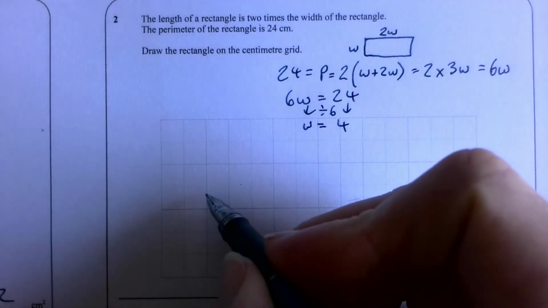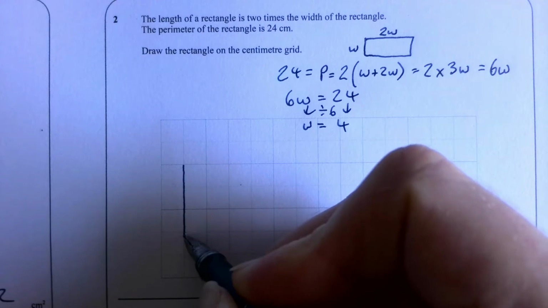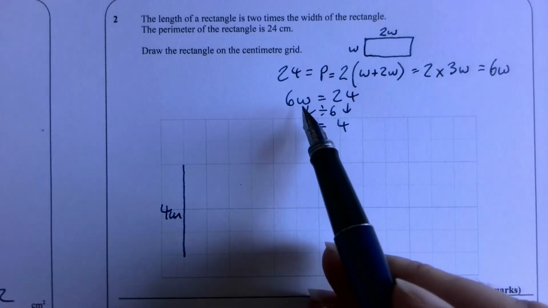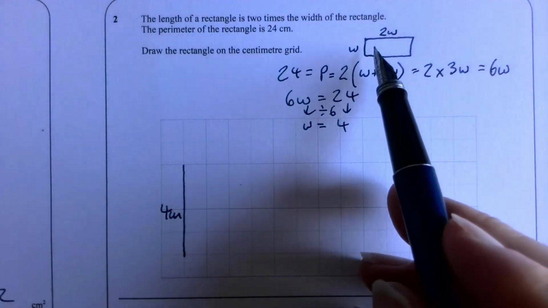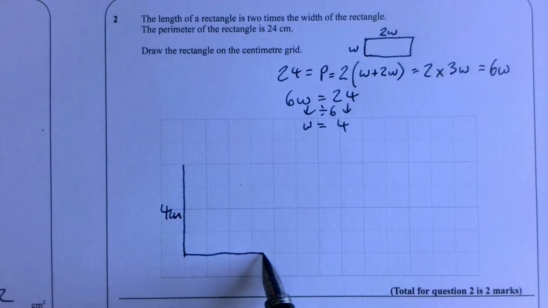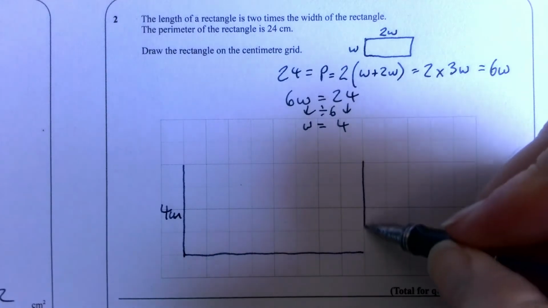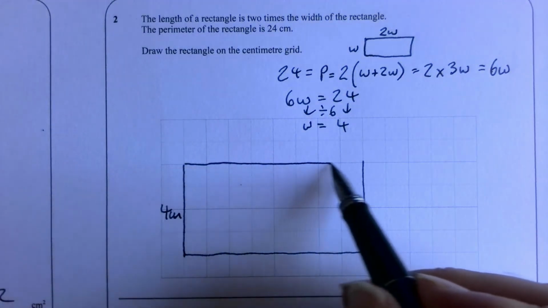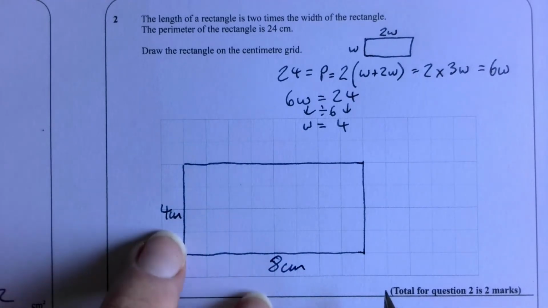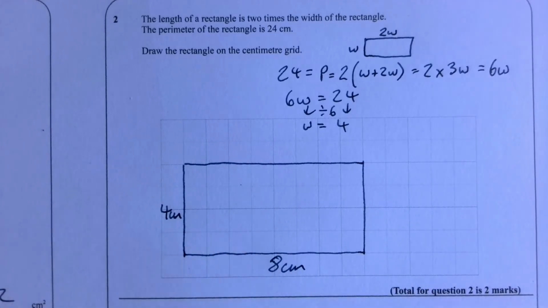Now once I know that the width is 4, 1, 2, 3, 4, I can draw that in, and then it says that the length is double of that. We should then go 1, 2, should use a ruler really, 3, 4, 5, 6, 7, 8, and then up 4 and across 8, so we've got 8 centimeters and 4, and I can double check that this is right. 8 plus 4 is 12, 12 times 2 is 24, so we've solved it.